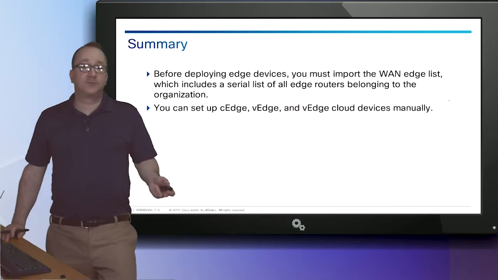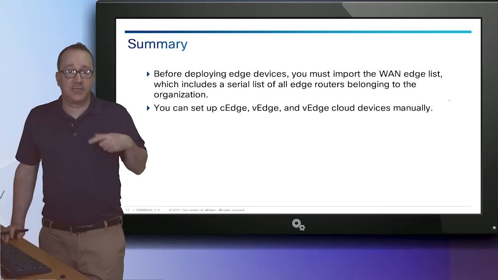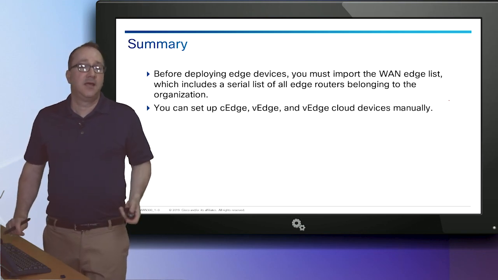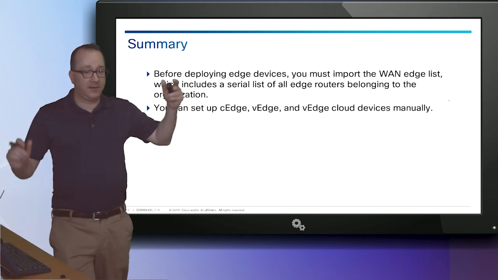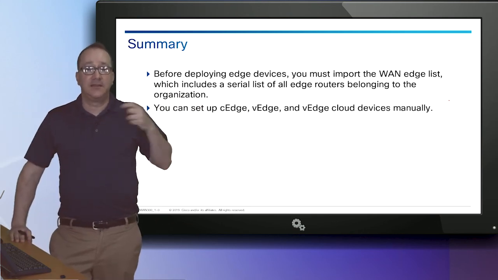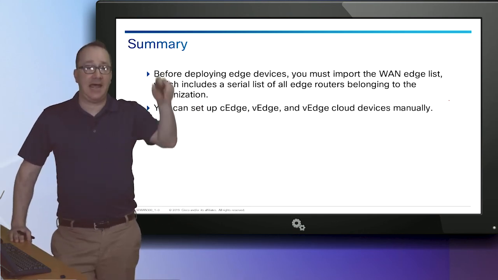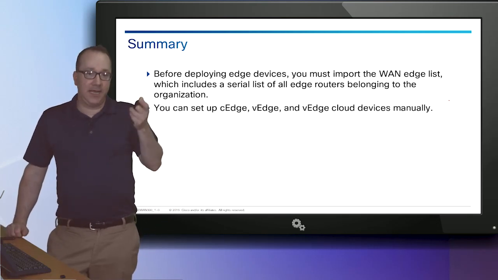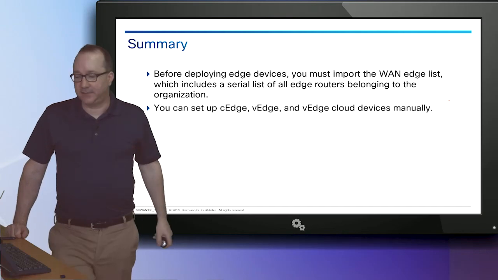So before deploying these, we're going to have to import this WAN edge list. You're going to get this from Cisco when you purchase these devices. So when you get a pallet of devices, you're going to get a vEdge list that you're actually going to upload to vManage, which is going to have a list of all those serial numbers. All right? And there's different ways to set up cEdge, vEdge, and the vEdge cloud devices manually.